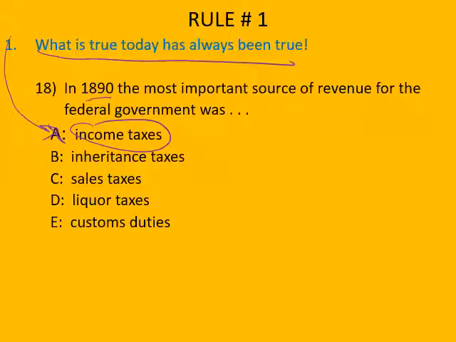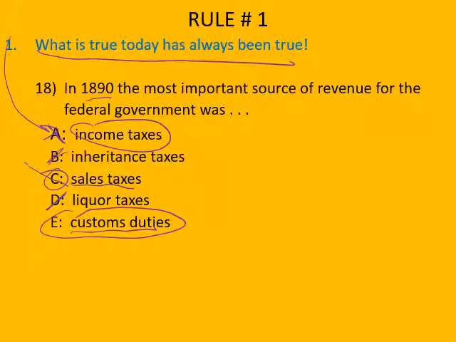So, your next guess is, well, Americans really aren't that big of drunks. Maybe they are, but whatever. So liquor taxes might not be the choice. Inheritance taxes, maybe you can eliminate that too. It leaves you with customs duties and sales tax. And I'm going to guess that your inclination is that the correct answer is sales tax. Well, you're wrong. The correct answer is customs duties.